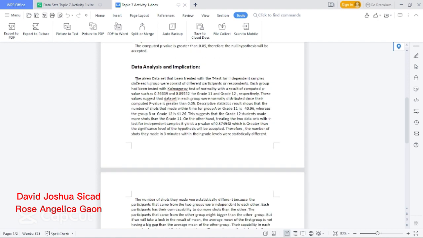The data set had been treated with the t-test for independent samples, since each group consists of different participants or respondents. Each group had been tested with the Kolmogorov test of normality, with computed p-values of 0.26639 and 0.9552 for grade 11 and grade 12 respectively. These values suggest that the dataset in each group is normally distributed, since the computed p-values are greater than 0.05.